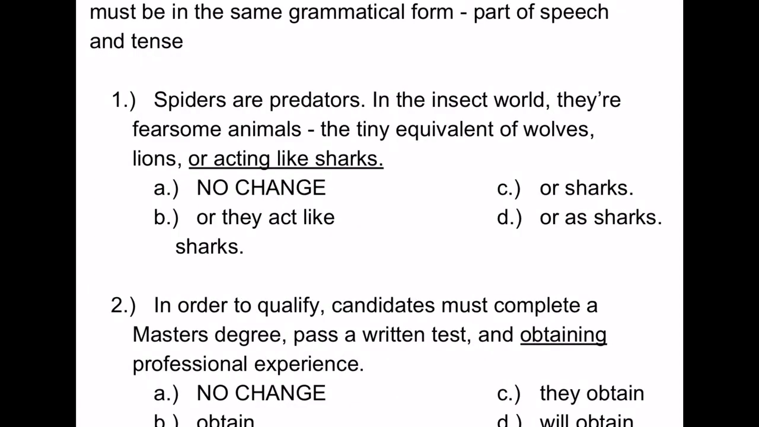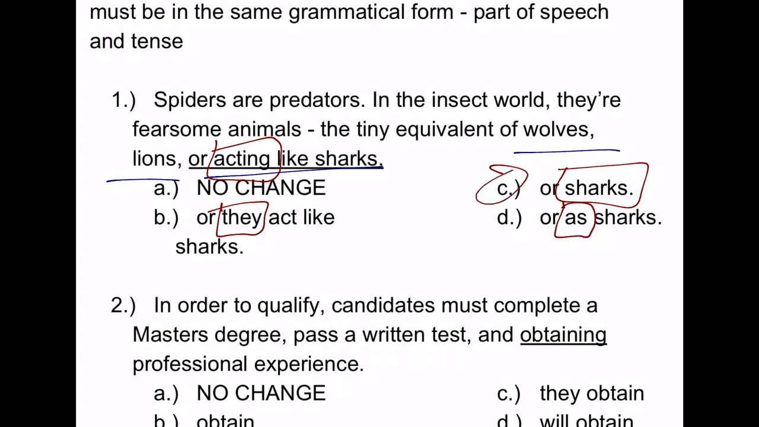In this first example, spiders are predators. In the insect world, they're fearsome animals. The tiny equivalent of wolves, lions, or blank. So wolves and lions are both nouns. So we're looking for, right after or here, to see a noun. We see a gerund, we see a pronoun, we see the word as, or we see sharks. Which one of these is a noun? That is C. That's the best answer.